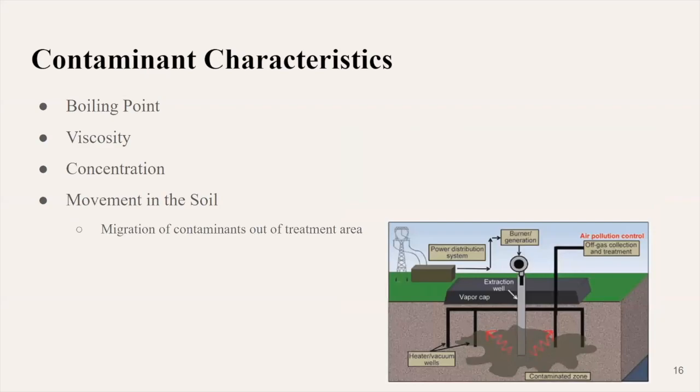Next is contaminant characteristics. So things like the boiling point, viscosity, and concentration. This can all affect if and what methods to use. So boiling points can affect whether the contaminant is cleaned or just completely destroyed when it's heated. So if it's just made into a boiling vapor, it can be extracted. But if it's destroyed, it'll be broken up into different parts. Depending on regulations and what you're trying to achieve, this could be good or bad.